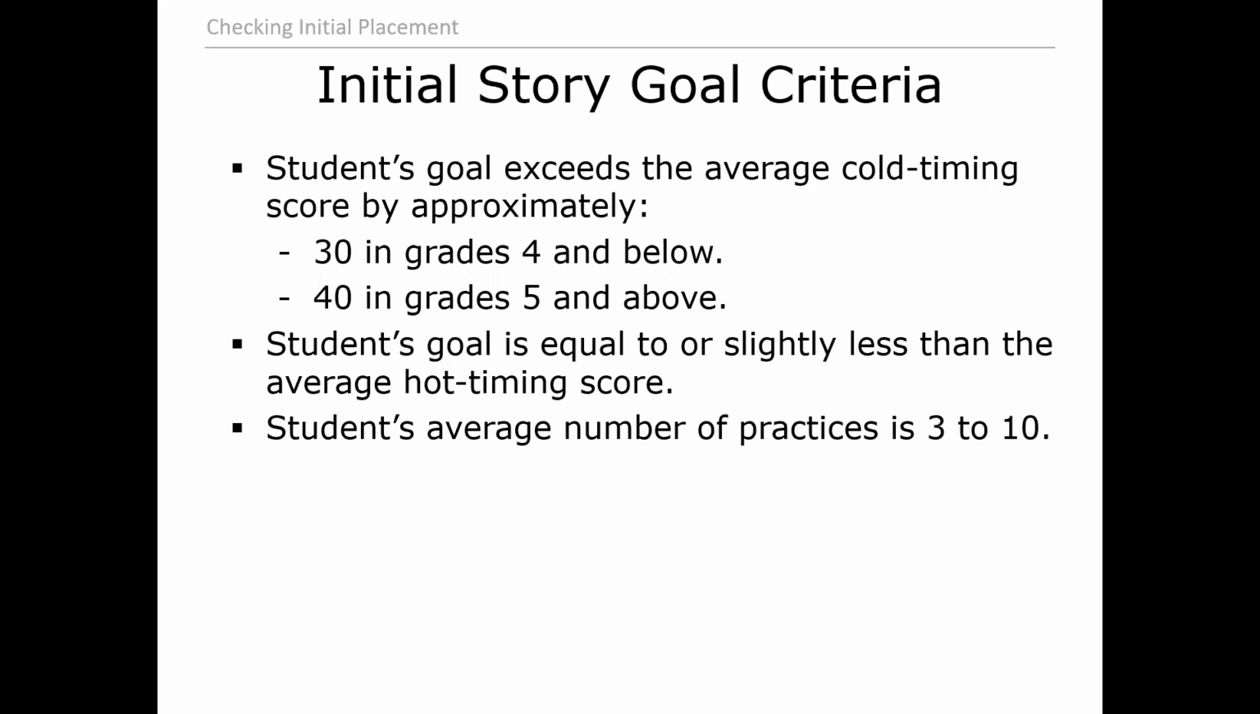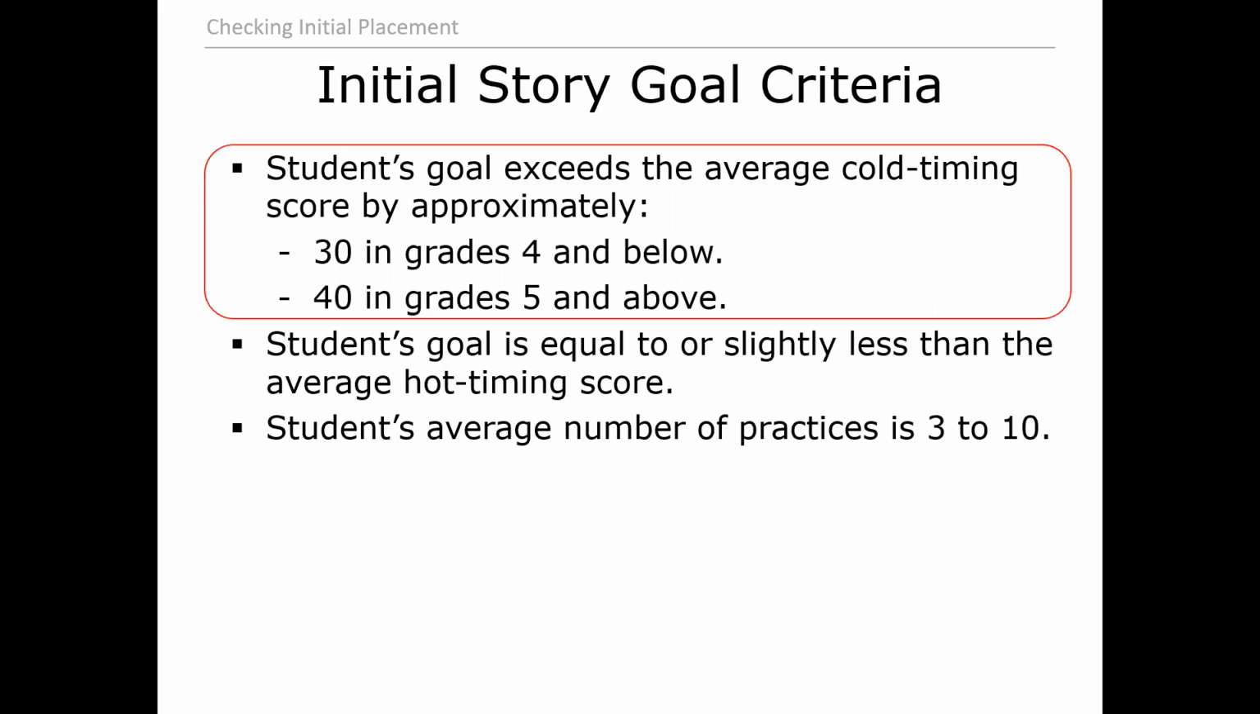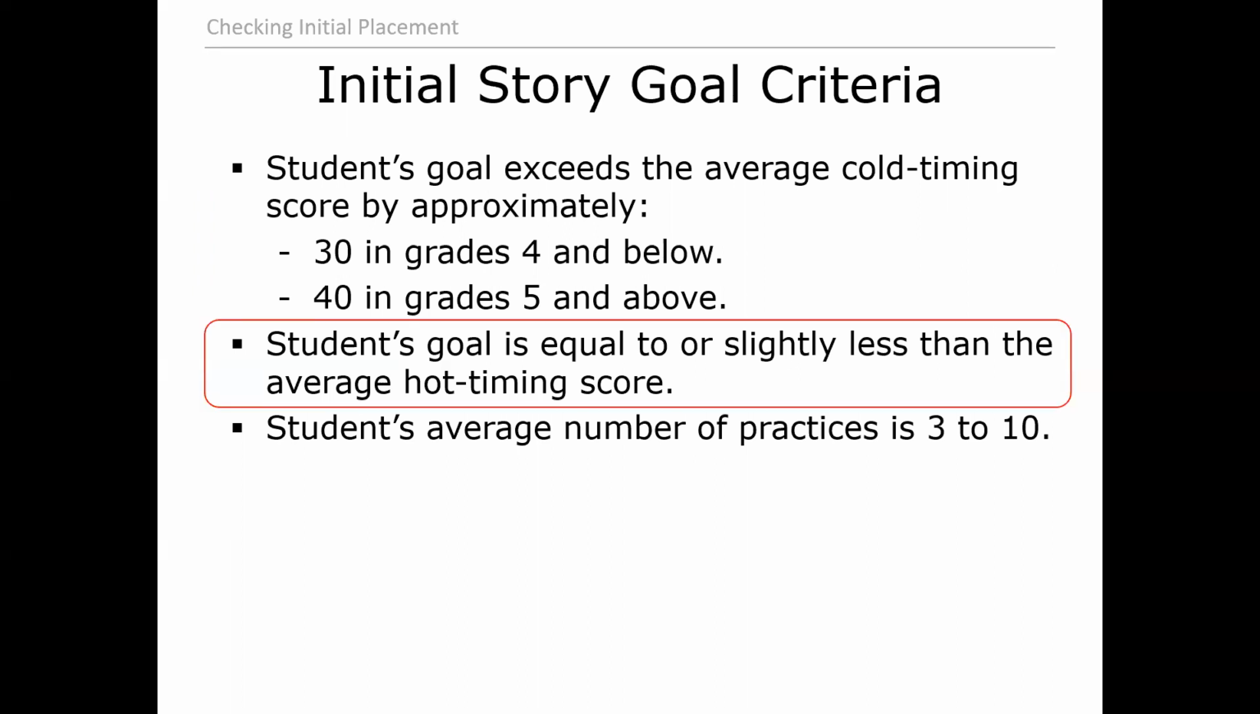So here are some guidelines. First, we want the student's goal to be above the average cold timing score by about 30 words if it's a young student, so 4th grade or below. Older students tend to be able to make more significant gains in a similar amount of time. And so for a 5th grader and above, we want the goal and the cold timing score to be about 40 words apart. Okay. We want the student's goal to be slightly less than the average hot timing score.